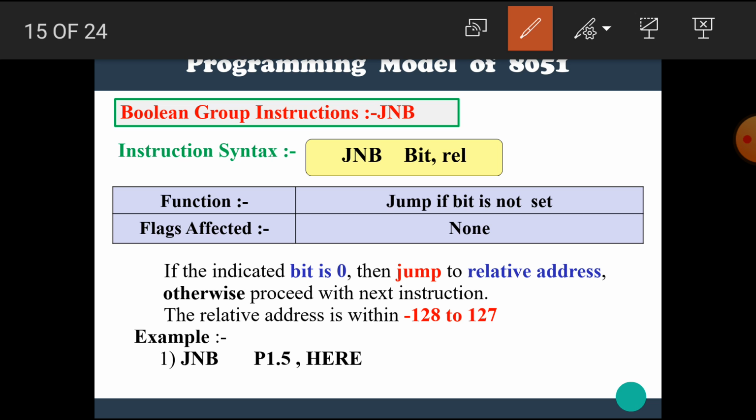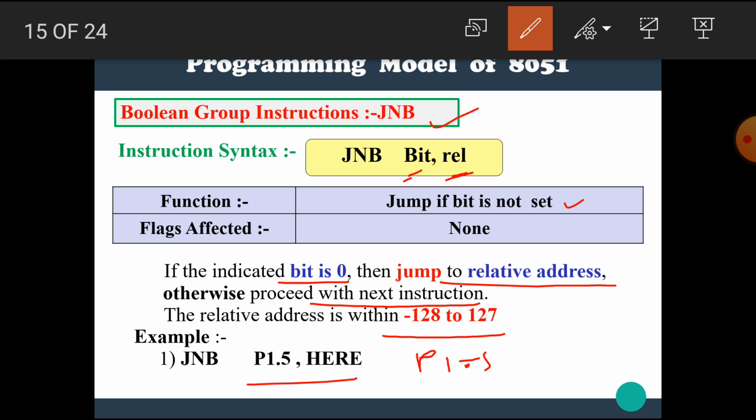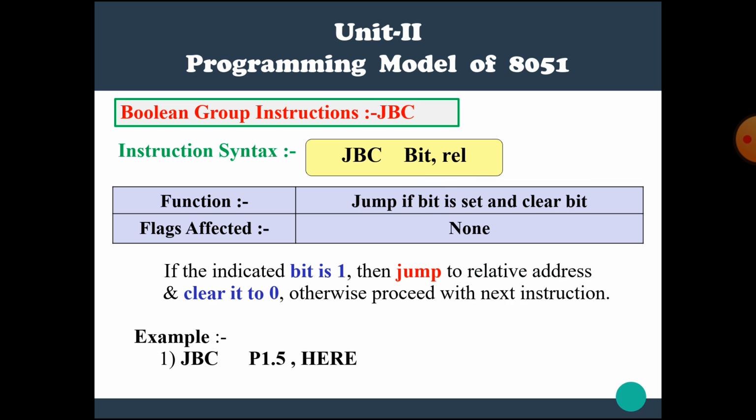The next instruction is JNB. JNB stands for jump if bit is not set. If the bit is not set, then jump to this relative address. If the indicated bit is 0, then jump to the relative address. Otherwise, proceed with the next instruction. The relative address range is within minus 128 to plus 127. For example, JNB P1.5, here. After the execution of this instruction, if the P1.5 bit has the value 0, then jump to here. If this bit has the value 1, then proceed with the regular instruction.